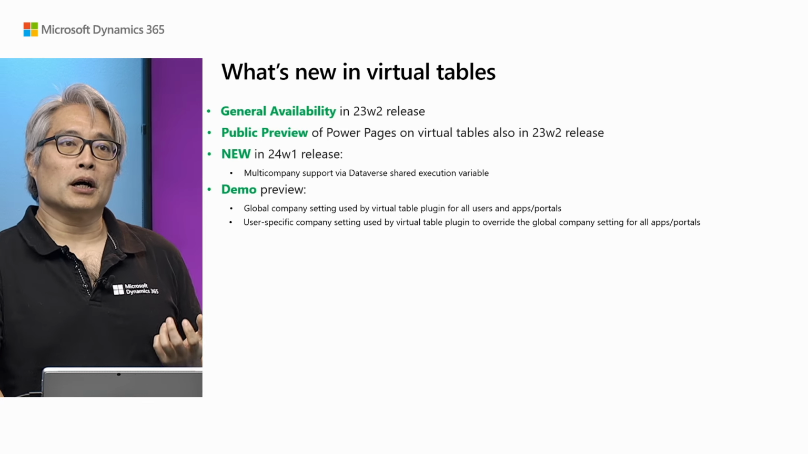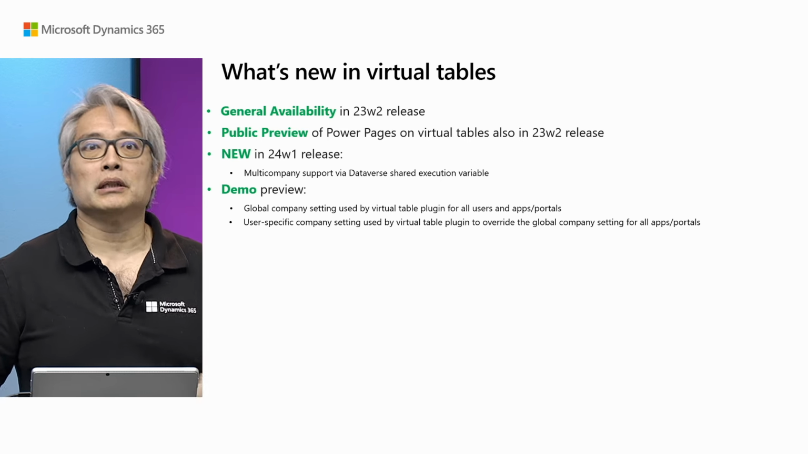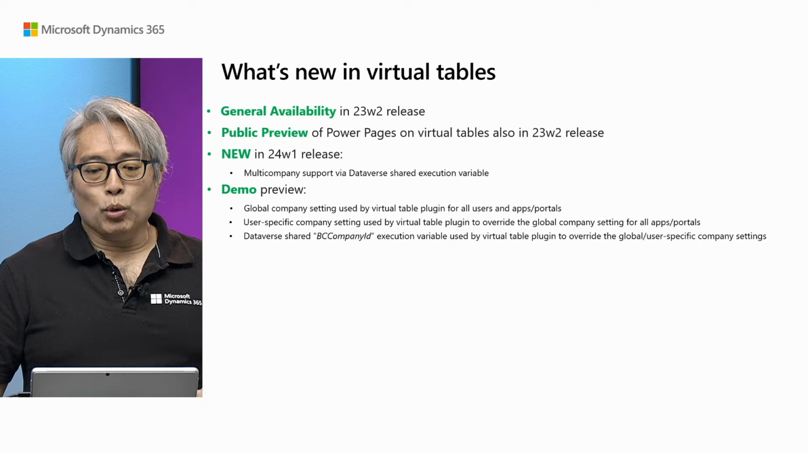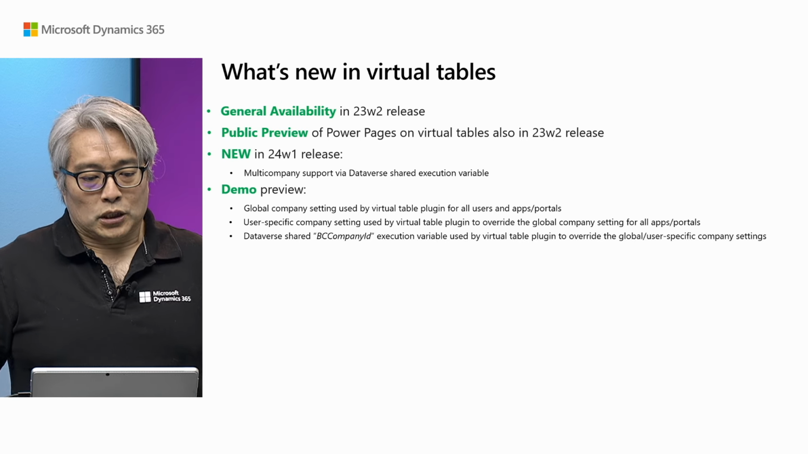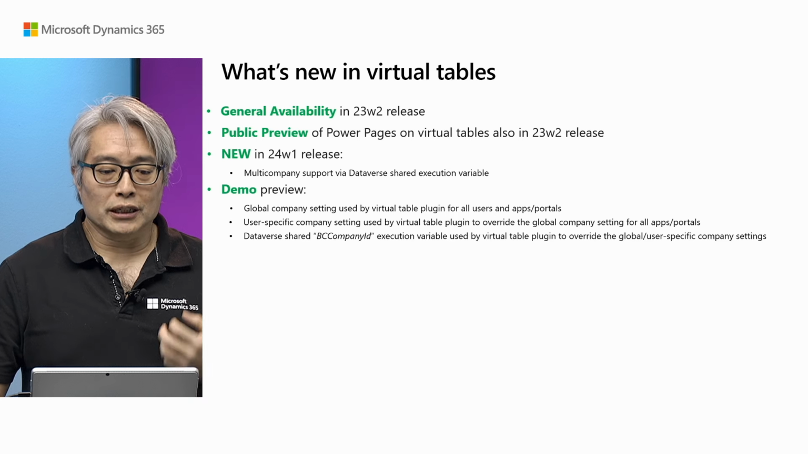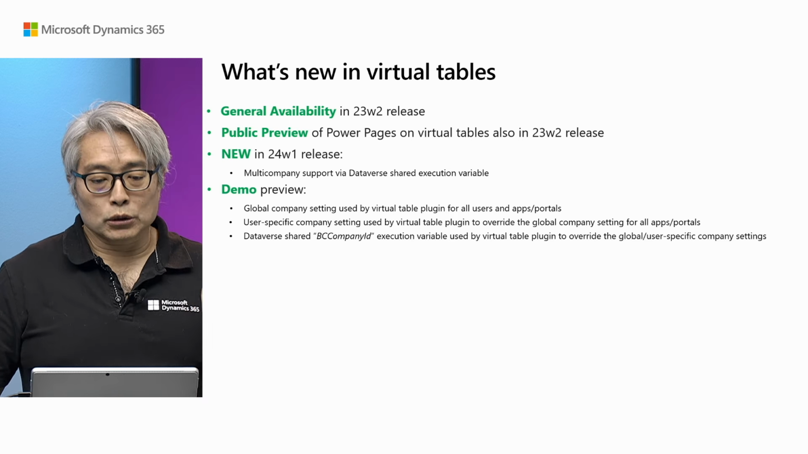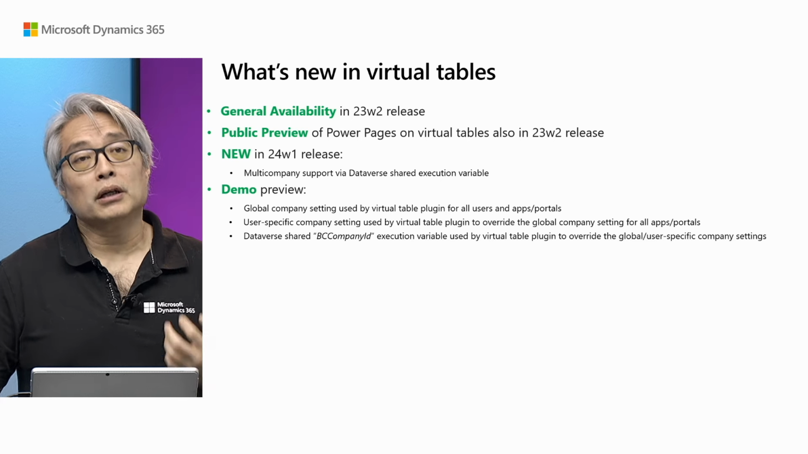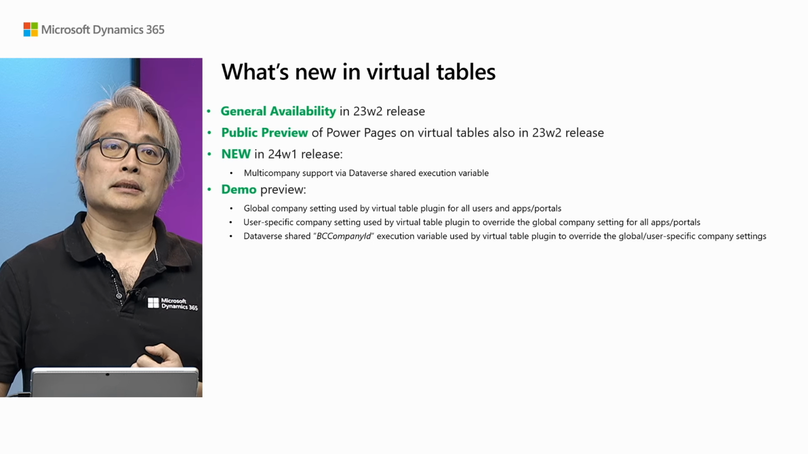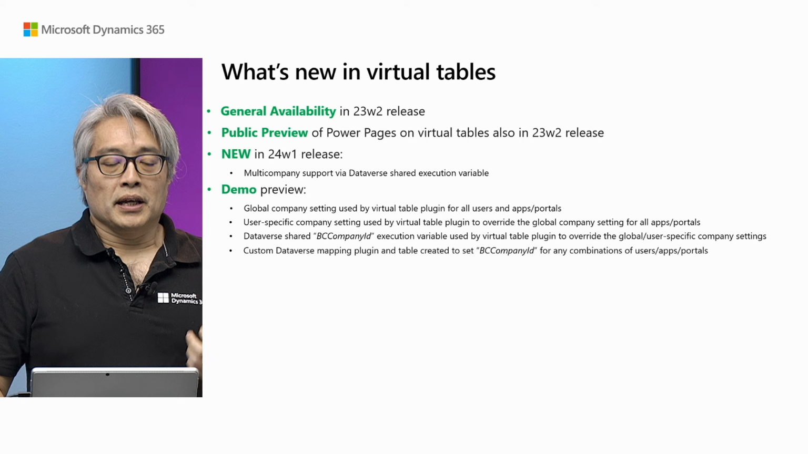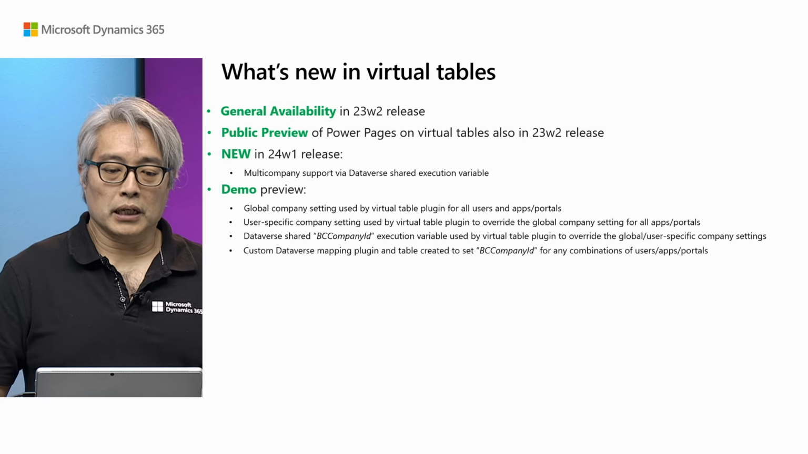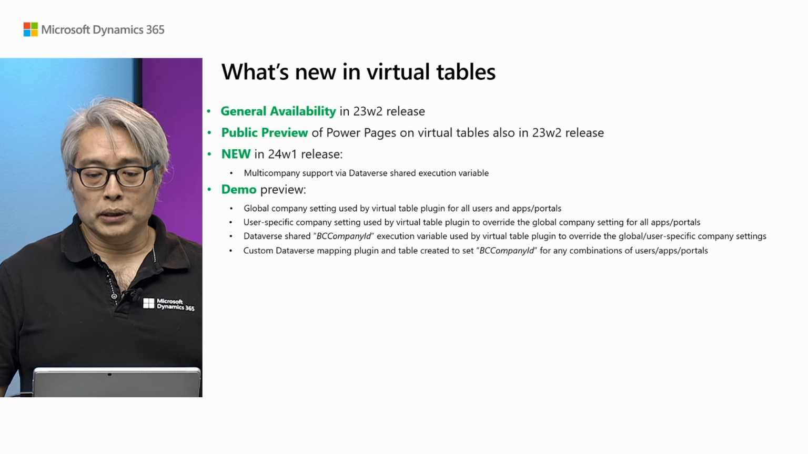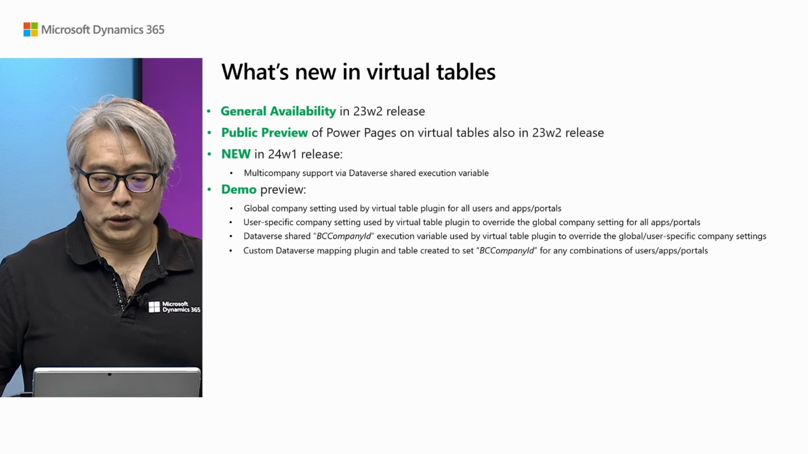So what if the same user wants to use different apps and different Power Pages portals, but targeting different companies? This is where the new feature comes into play. We introduced with this release a Dataverse shared BC company ID execution variable that will be used by the virtual table plugin to override both the global and user-specific company settings. I will show you how to build a custom Dataverse mapping plugin and mapping table to set this BC company ID shared variable for any combination of user, apps, or portal.